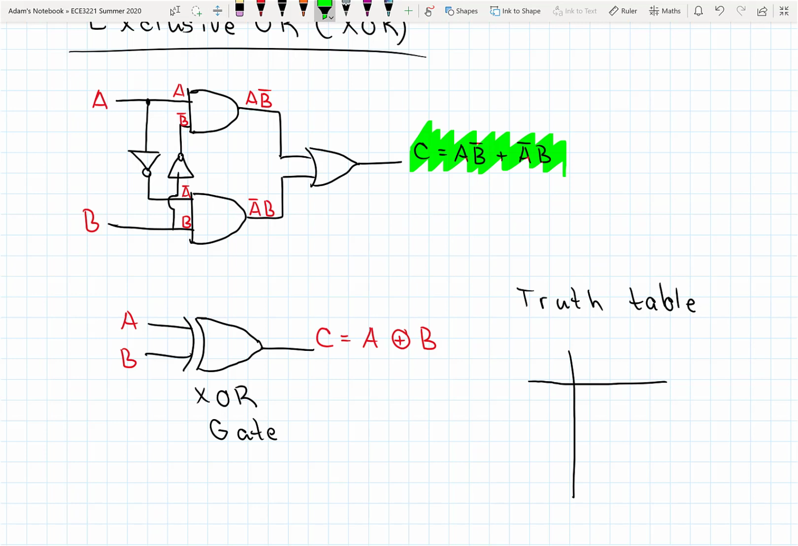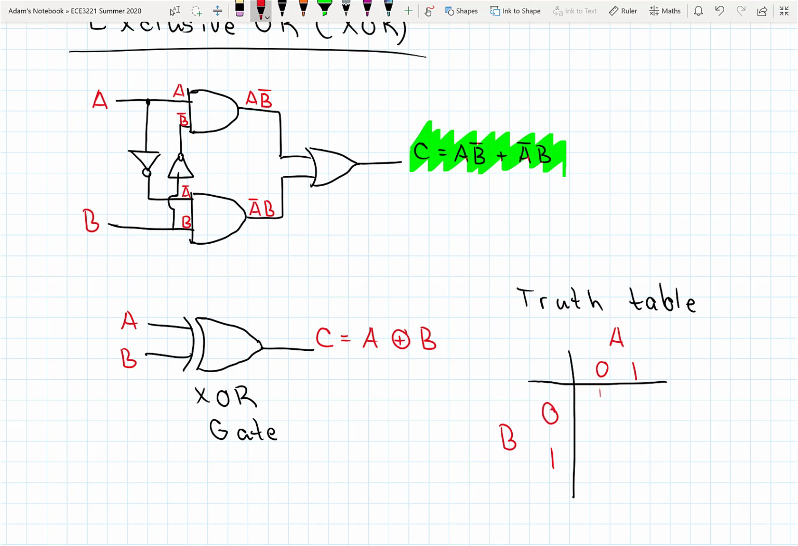It's saying that the output is only going to be high when A is high and B is low, or when A is low and B is high. So in other words, when the two inputs are different. Okay, so showing that in a truth table, let's say this is A and this is B. The only time when the output is high is when the inputs are different.